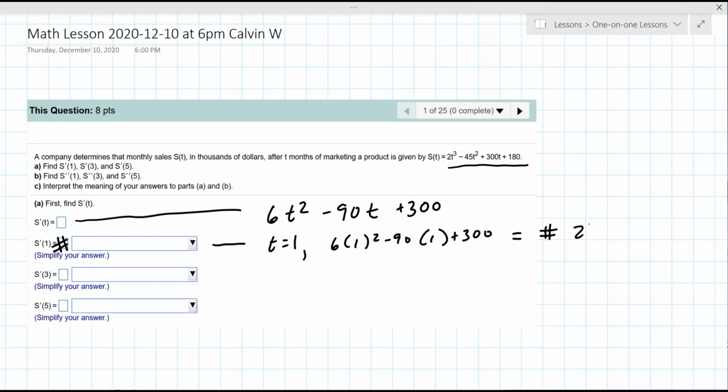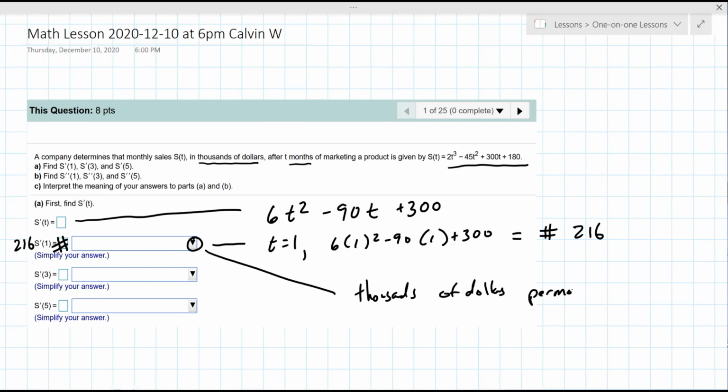This is 216, so this is 216 for this one. And the units come from here. It's thousands of dollars per month. So there's a drop down here, and that's thousands of dollars per month. Right. Okay, and it's based on whatever's there because it could be millions of dollars per year.